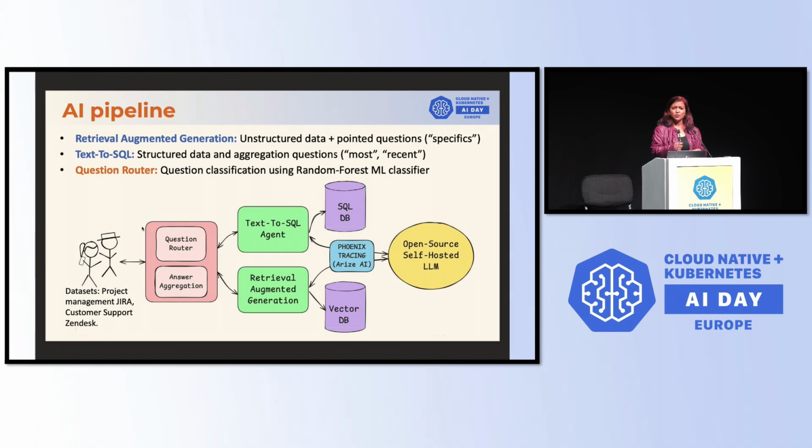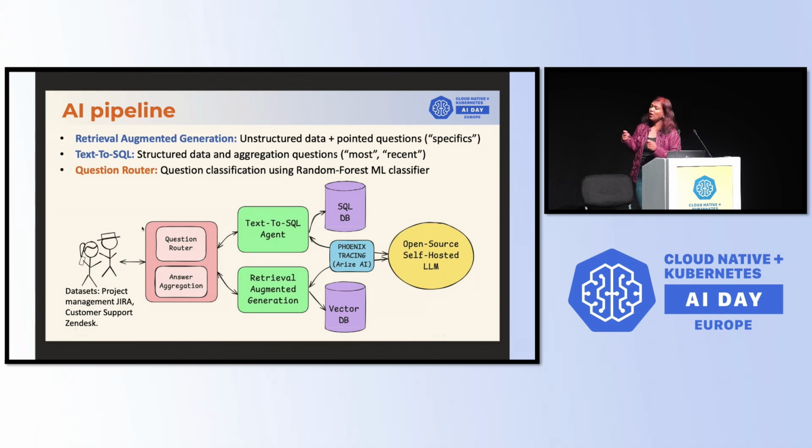The data sets that are of interest to us were project management Jira data sets of different internal company databases, as well as customer support Zendesk type data sets. So the end user question comes in, and the question router determines which AI path. The data is stored either in a vector database for unstructured data or a SQL database for structured data.